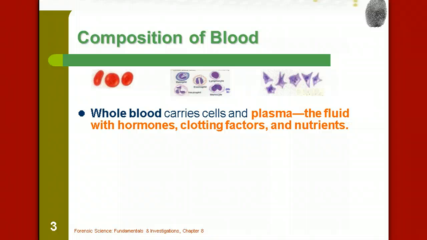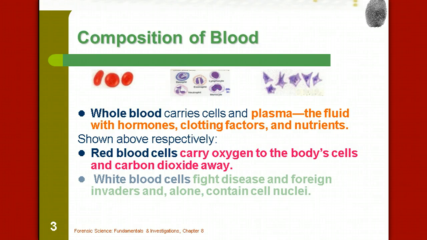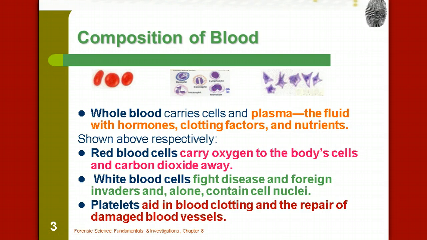Plasma is the fluid that has your hormones and your clotting factors and also transports all of the nutrients for you. Within that, the cells that exist include the red blood cells that are responsible for carrying oxygen to the body cells and carbon dioxide away, the white blood cells that fight disease and foreign invaders and alone contain cell nuclei. The white blood cells are the only ones that contain cell nuclei. That's very important. And then platelets. These aid in blood clotting and the repair of damaged blood vessels.